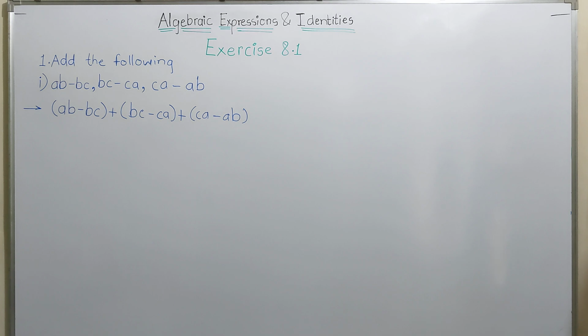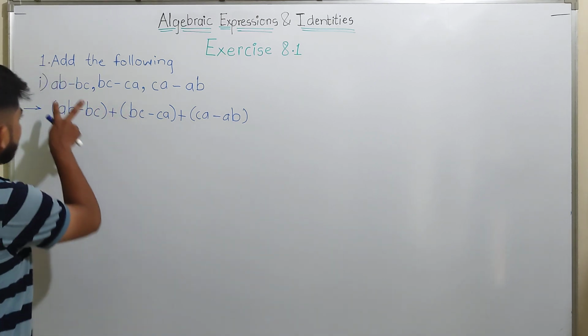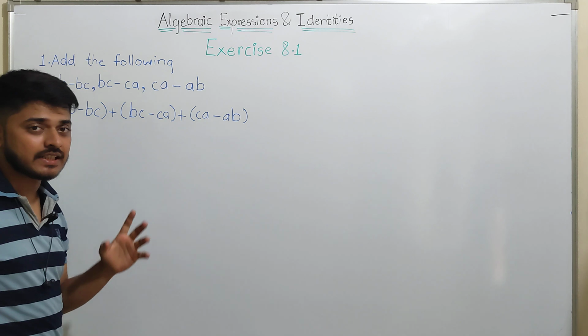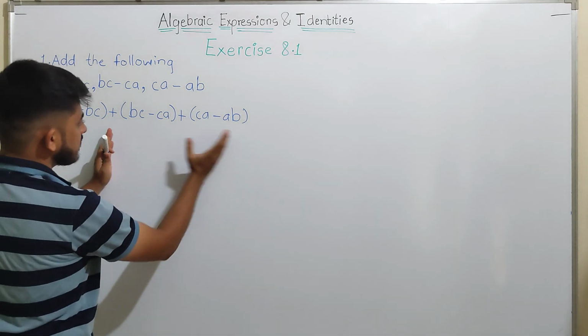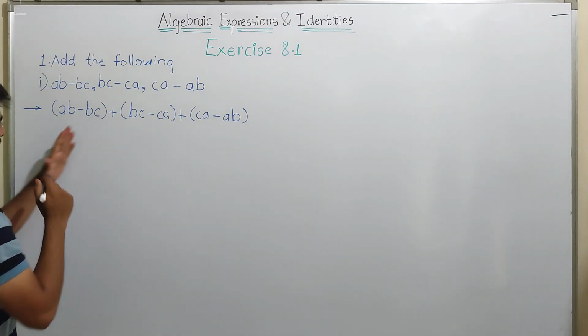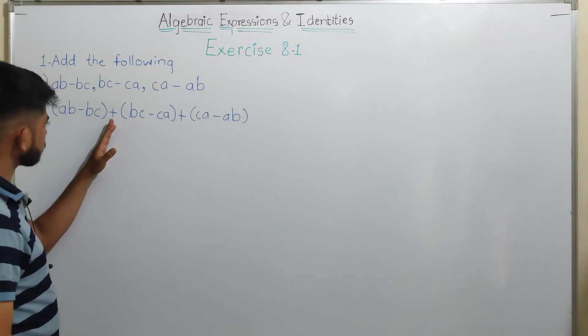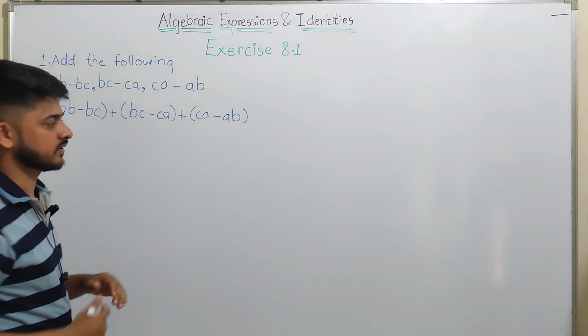Add the following and the sub questions. The first one I have taken is AB minus BC, BC minus CA, CA minus AB. These are the three terms, right? The question is we have to add the following. So these are the three terms, 1 2 3. I have arranged the three terms such that I have to add them. I have given brackets because I am adding three terms.